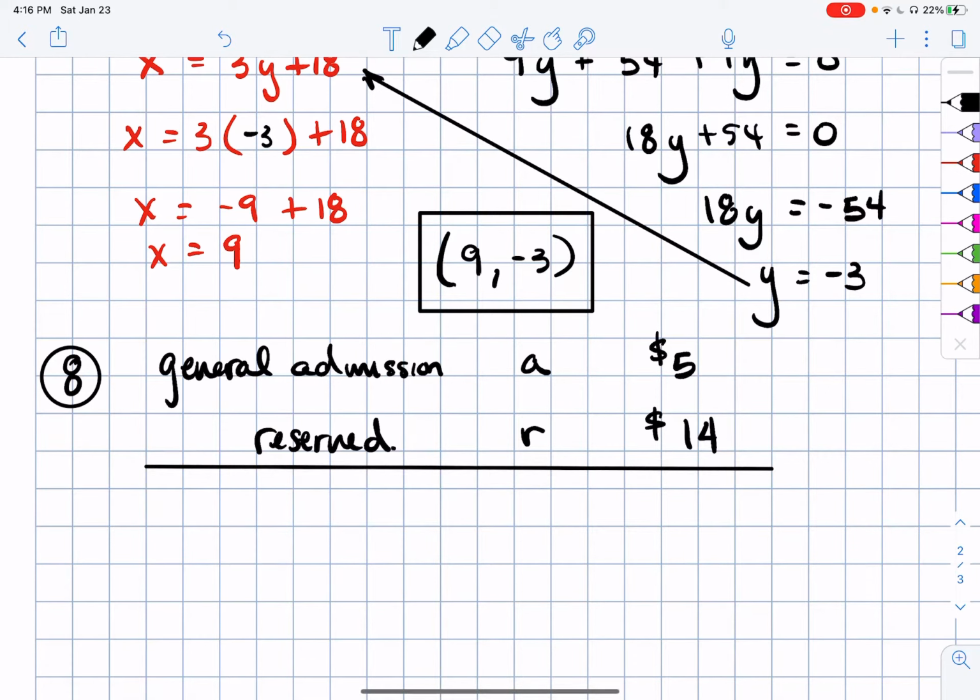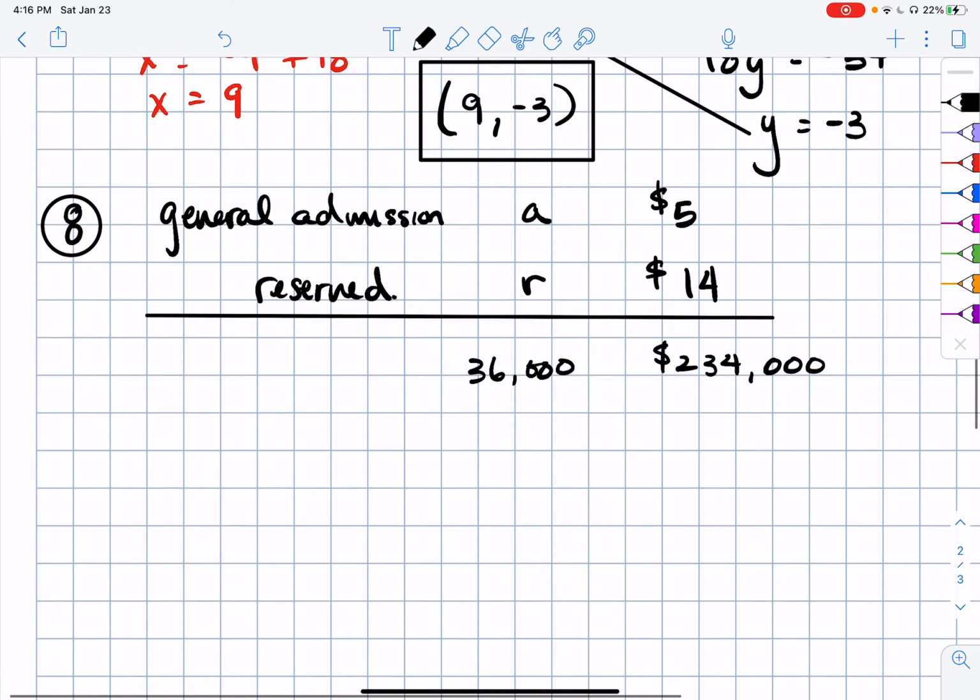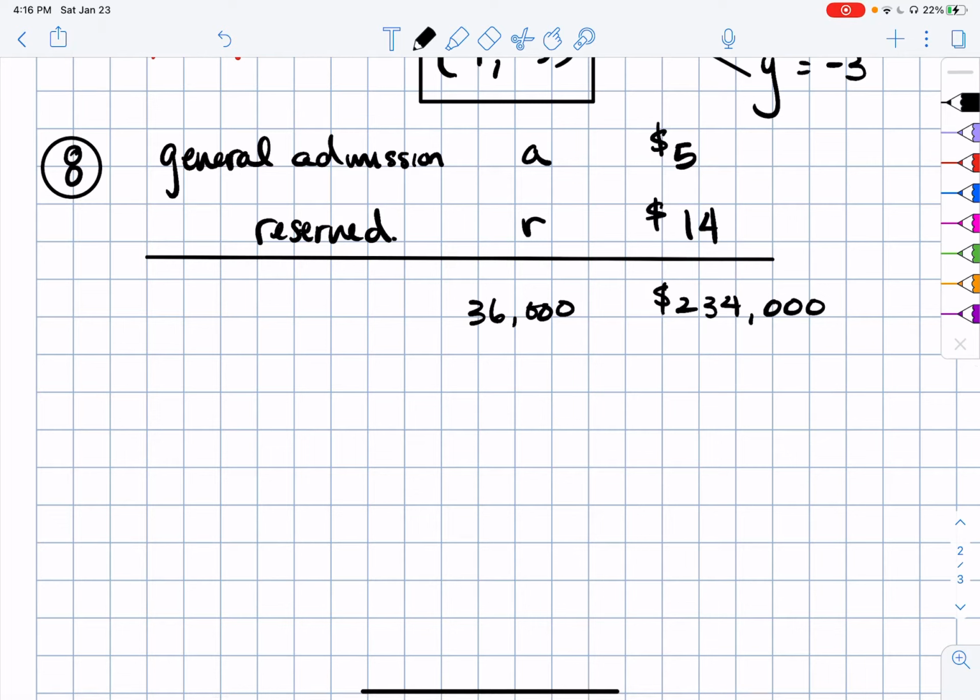So what I do know is that the number of tickets sold is 36,000, and the amount of money that was made was 234,000. All right, so that being said, that means I have two equations here: A, the general admission tickets, plus R, the reserve tickets, is equal to 36,000.